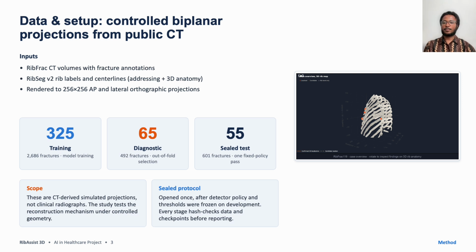The data was divided by case, in which there were 325 cases for training, 65 cases for development and diagnosis experiments, and 55 cases in the final sealed test set. The sealed test set contained 601 fractures and was opened only once after the model thresholds and evaluation policies had already been fixed.